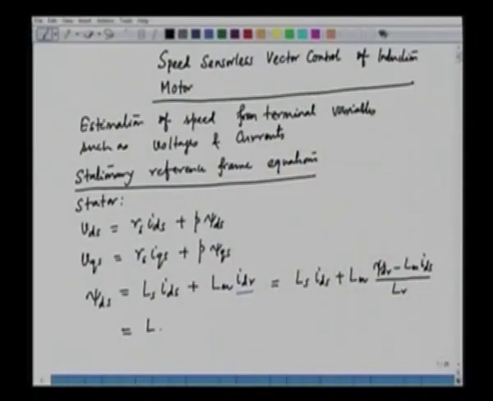Then, if we simplify this, what we get is the following: (Ls minus Lm square by Lr) into Ids plus Lm by Lr into psi dr. This can further be simplified as follows: psi ds is equal to Ls into (1 minus Lm square by Ls Lr) into Ids plus Lm by Lr into psi dr. These are all in the stationary reference frame. So, the variables are in the stationary reference frame.